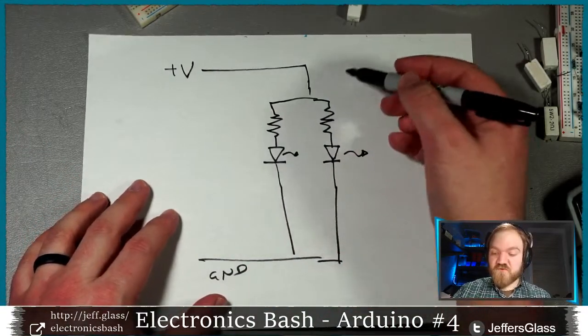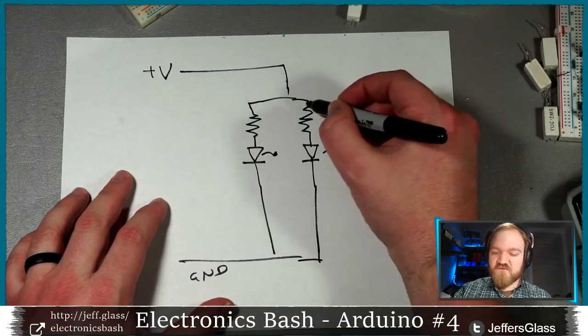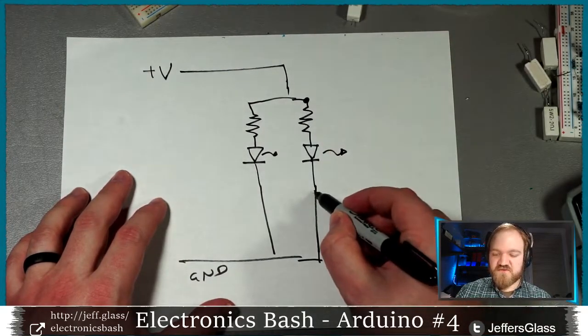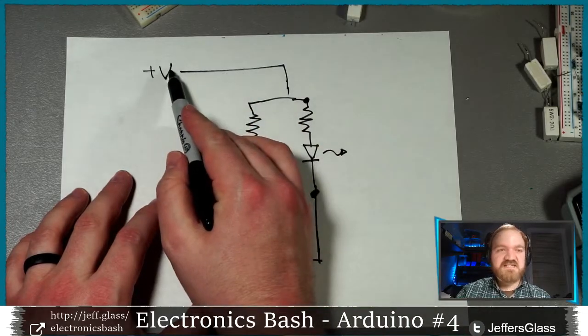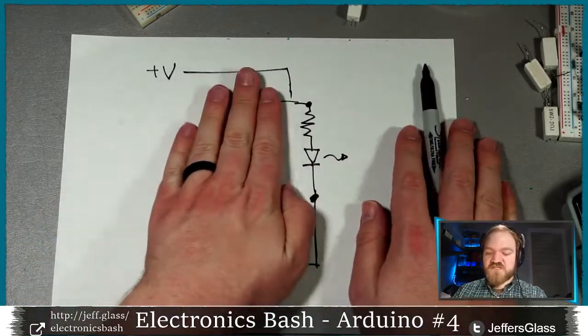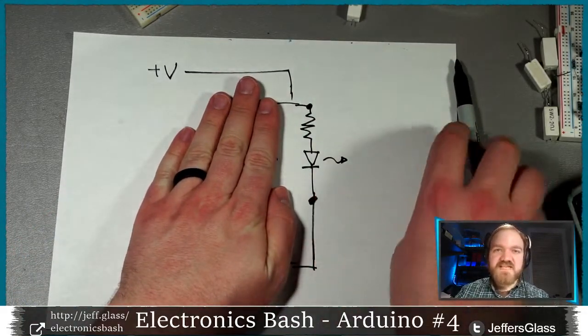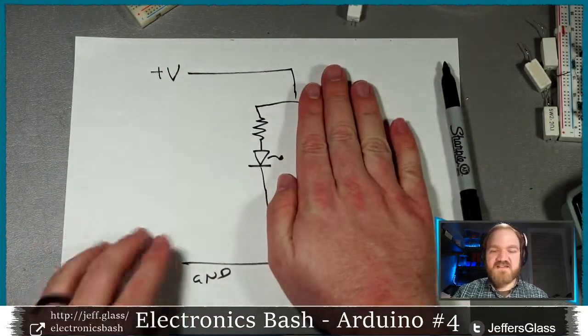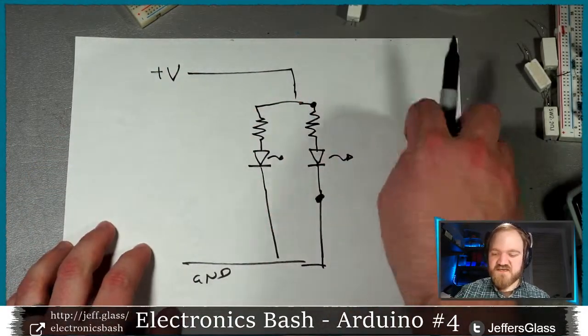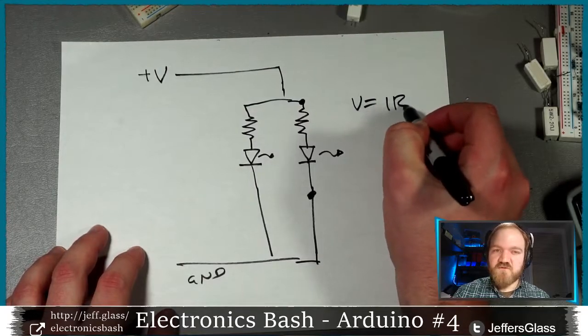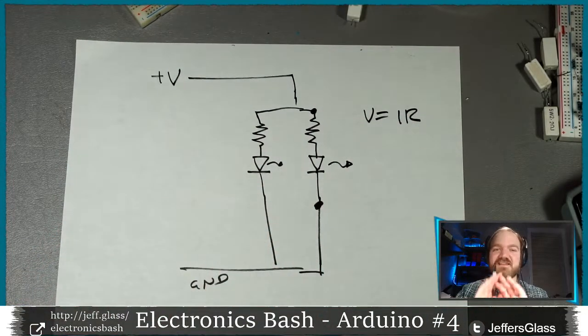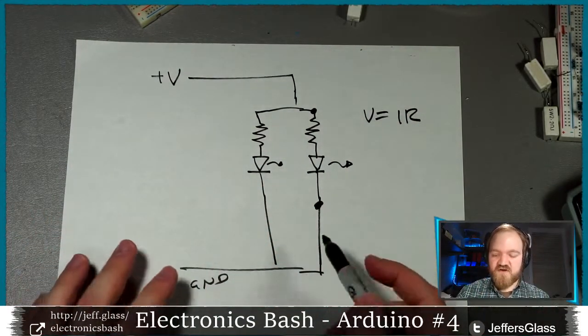For this example, the voltage from this resistor to this point on the other side of the LED is the same as our positive input voltage. So this circuit is basically the same thing we've been dealing with all night. And this circuit is the same thing we've been dealing with all night. So we can use our same V equals IR equation to do the math exactly as we have been doing all evening.